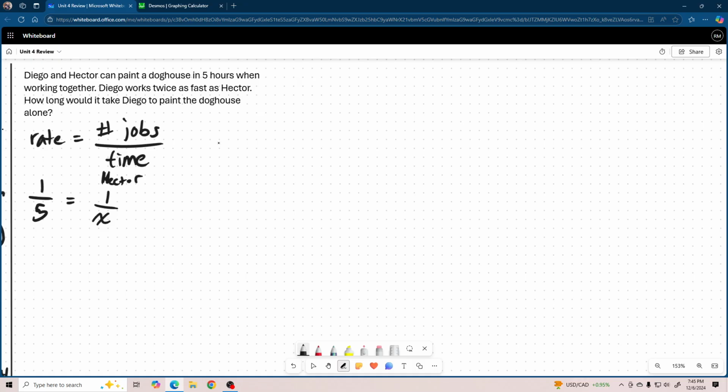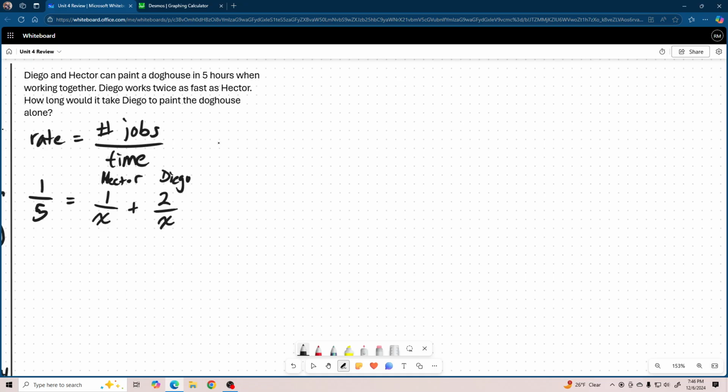We also know that Diego can do twice as many jobs. You could say he works twice as fast, right? But that means two things. It means either A, in the same amount of time he can do 2 jobs, or B, he can do one job in half the time. It's both the same idea. So either way, we can say that this is plus 2 over x, because in that same amount of time, he can get 2 jobs done. And of course, this one is Diego. And now we have an equation we can solve. We have 1/5 equals 1 over x plus 2 over x.